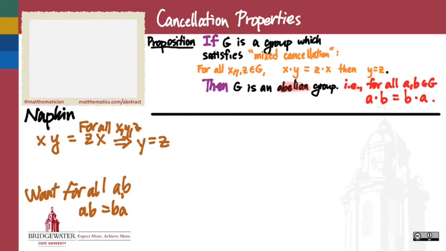Maybe a contrapositive. So we could say, assume that G is not abelian. Then we will deduce that G does not satisfy mixed cancellation. That would be a contrapositive approach to the proof. What would be another example?